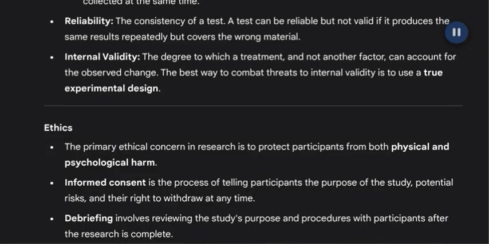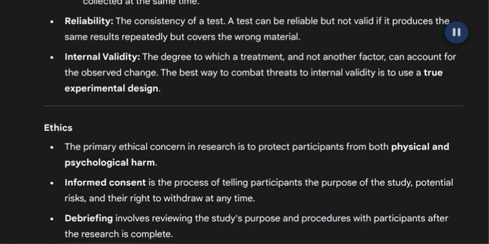Reliability, the consistency of a test. A test can be reliable but not valid if it produces the same results repeatedly but covers the wrong material. Internal validity, the degree to which a treatment, and not another factor, can account for the observed change. The best way to combat threats to internal validity is to use a true experimental design.